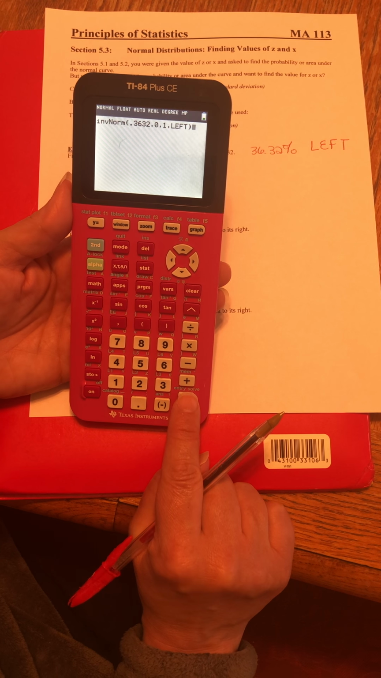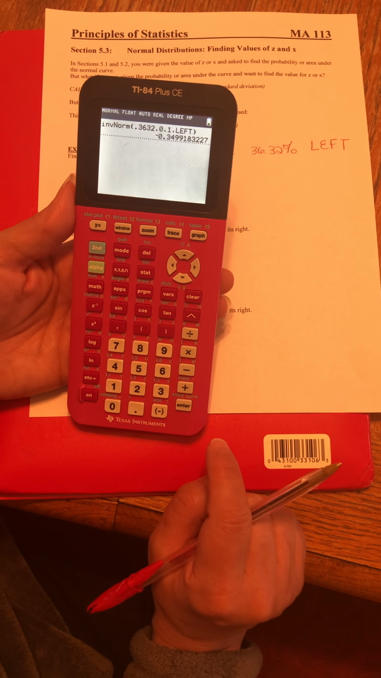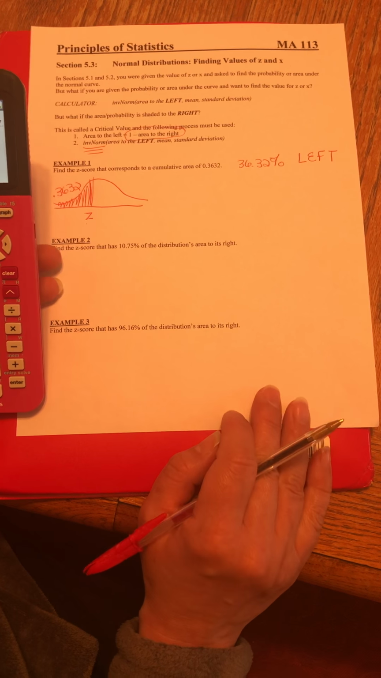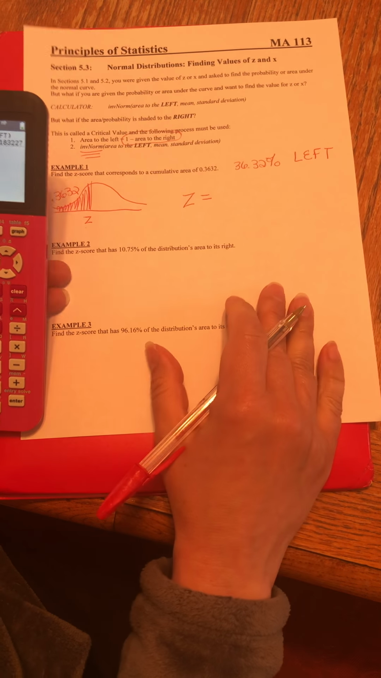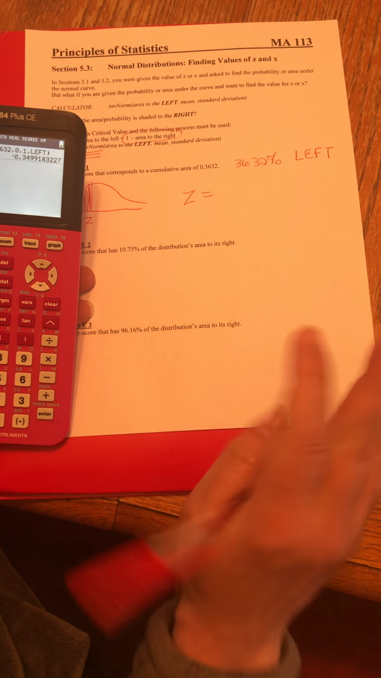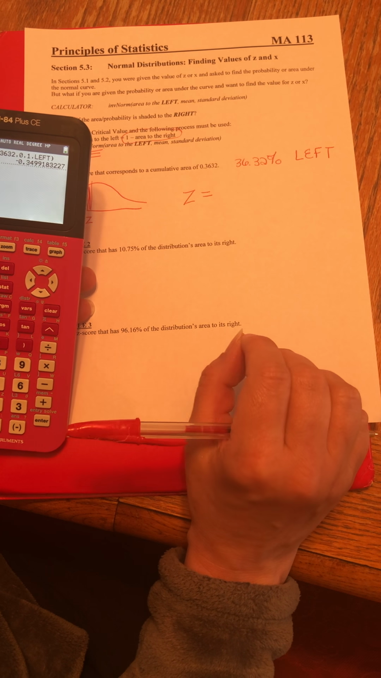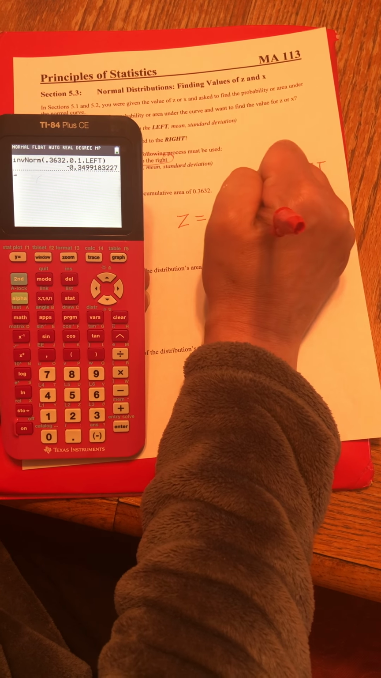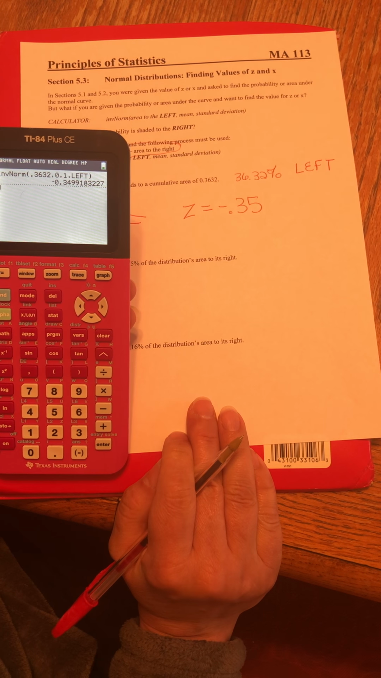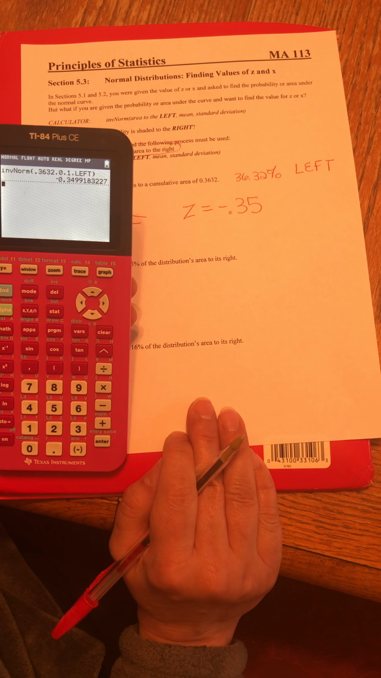So I'm going to hit paste. I'm going to hit enter. And my z, usually z-scores are written to 2 decimal places. Make sure when you do your homework on MyMathLab, you read the little fine blue print of what to round to. And if I'm going to round this to 2 decimal places, it would be negative 0.35. And there is your answer to the first one.